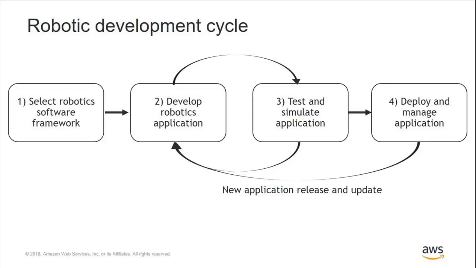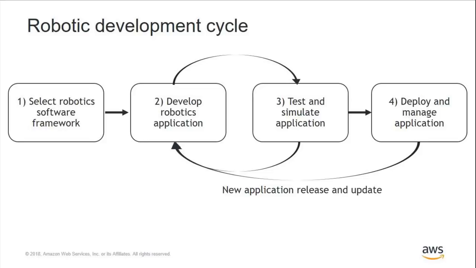Now, this diagram shows the end-to-end development life cycle of what people typically need to do to build a robotic software application. First, they need to select a robotic software framework to build their application on. A robotic software framework is basically a middle layer on top of an operating system that abstracts away a lot of the common problems in robotics applications.